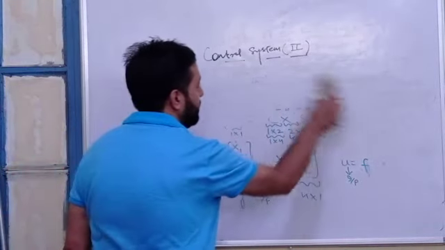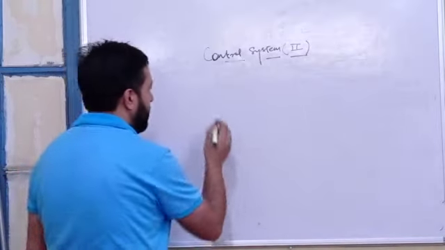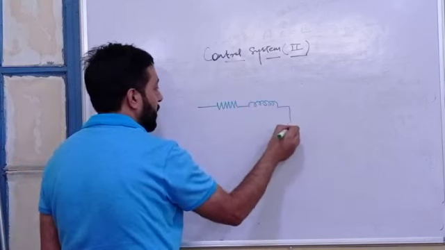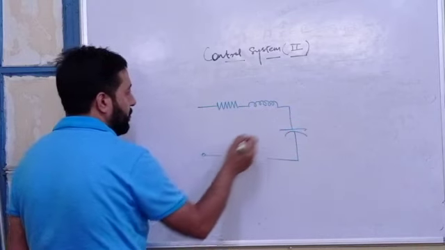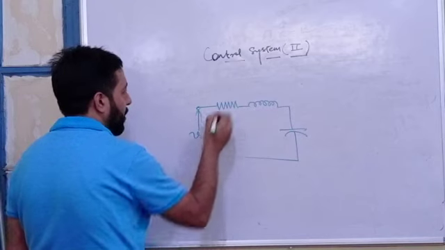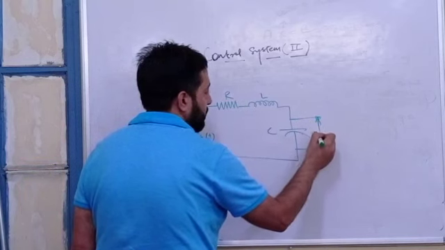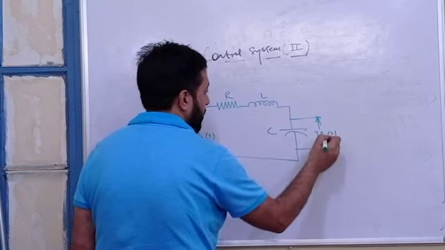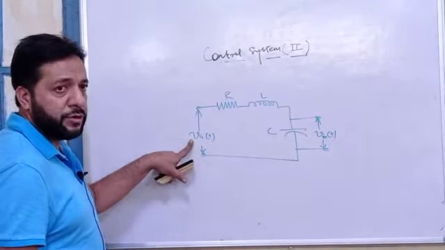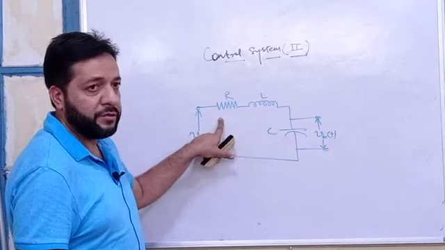Now let me take you somewhere else. For example, you have a system like this. I'm taking a physical system. Okay, I'm taking the output here, this is the output. This is an RLC circuit excited by a voltage source, and voltage across the capacitor is taken as the output. This is an LTI system.